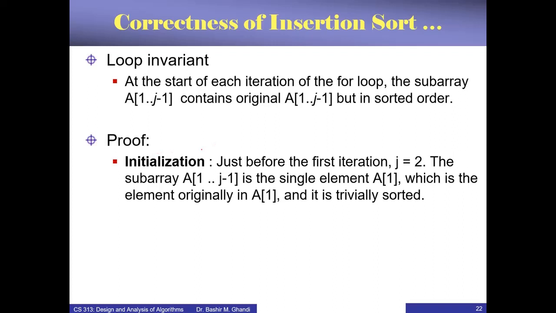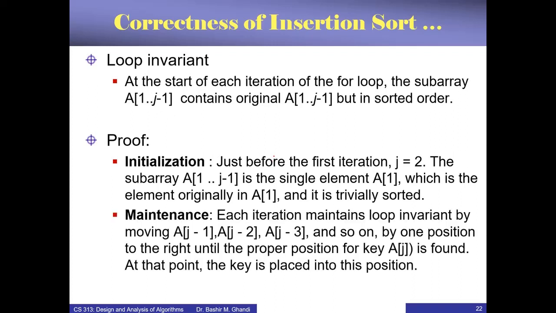Now, initialization. It says here that just before the first iteration, we know that j starts at 2, and therefore the subarray from 1 to j minus 1 actually contains a single element, the element at 1. Obviously, since this is a single element, it is the element that is originally in the array, and it is also sorted trivially because one element is already sorted. So it means the initialization is true, and the loop invariant is true before even the first iteration.